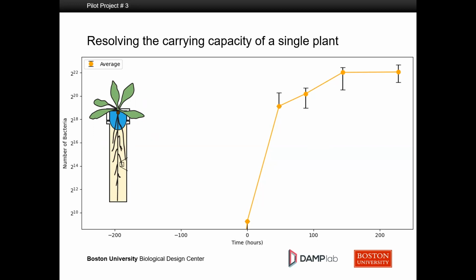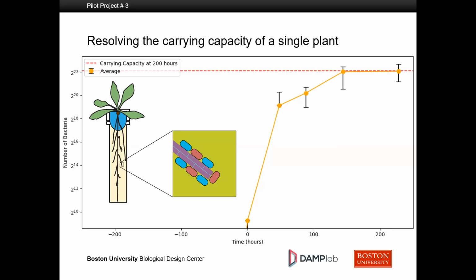To do this, I use these little tubes to grow a single plant, and then after the plant grows to a certain point, there's carbon in the system, and I inoculate it with bacteria. At time 0, you see in the middle, when I inoculate it with bacteria, over time the bacteria grow to a saturation point. This saturation point can be thought of as the carrying capacity of the plant, basically how many bacteria can live on the plant. From an engineer's perspective, it is how many bacteria you have serving your function.